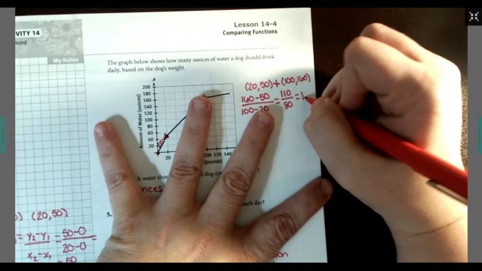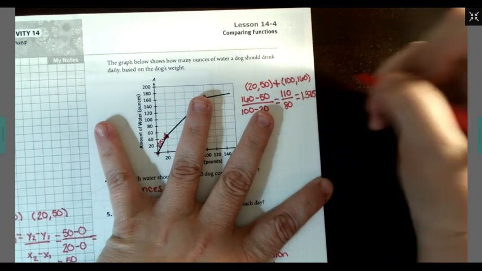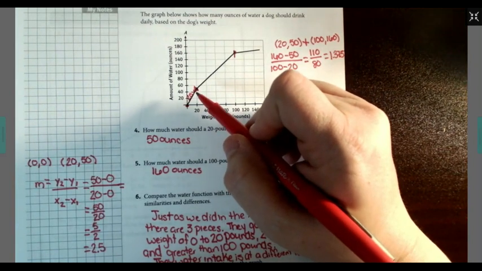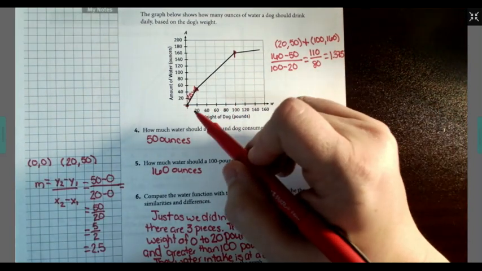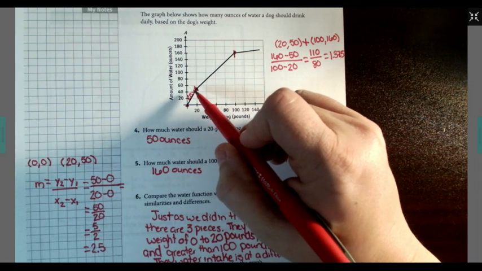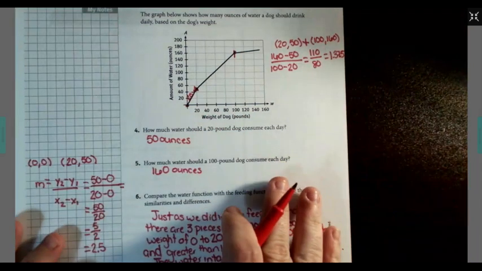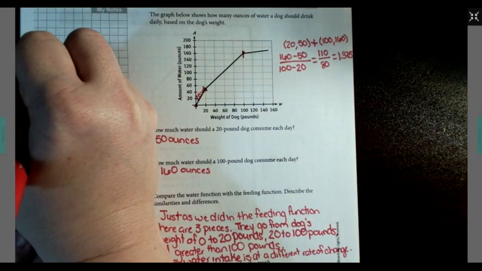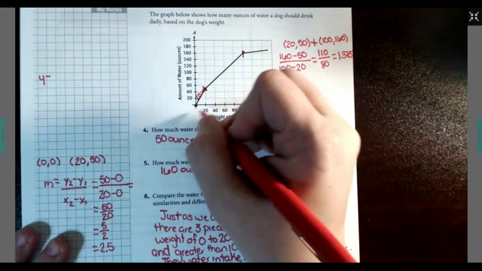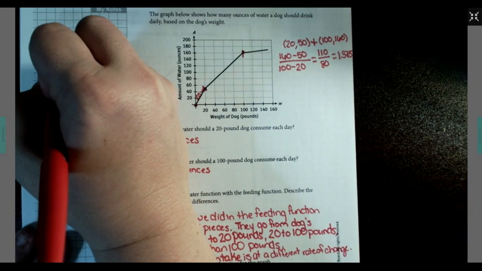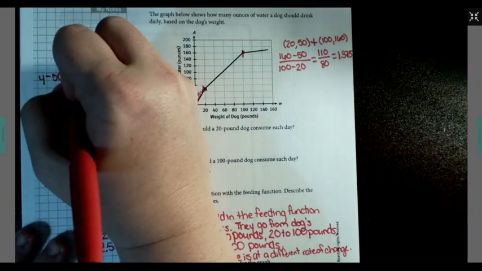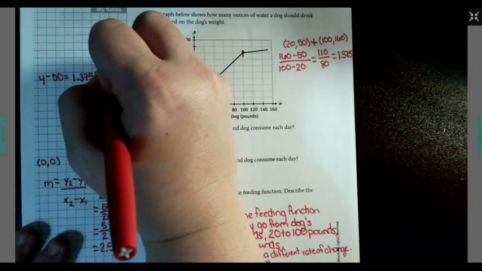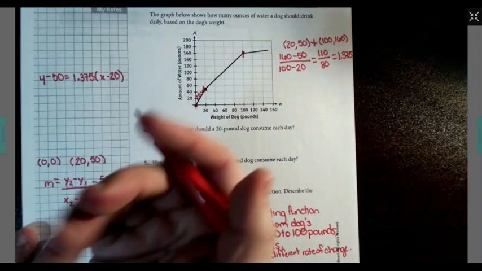So we have 1.375. Well, my problem here is this one does not go through the origin, but I have an ordered pair that it does go through. It goes through the point 20, 50. So we can write this in what we call point slope form. I could do y minus 50 equals 1.375 times x minus 20. And then basically solve for y.